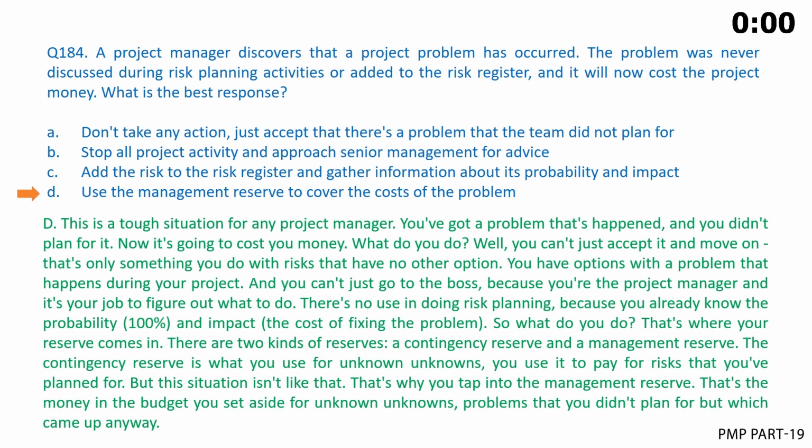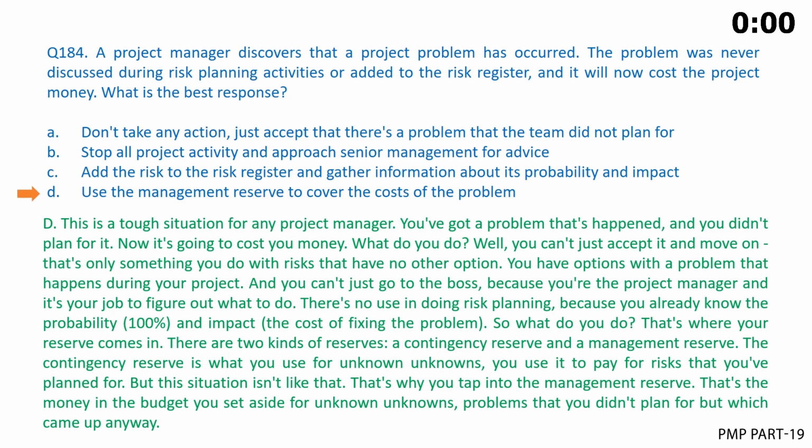The correct answer is D. This is a tough situation for any project manager. You've got a problem that's happened, and you didn't plan for it. Now it's going to cost you money. What do you do? Well, you can't just accept it and move on. That's only something you do with risks that have no other option. You have options with a problem that happens during your project. And you can't just go to the boss, because you're the project manager and it's your job to figure out what to do. There's no use in doing risk planning, because you already know the probability, 100%, and impact, the cost of fixing the problem.